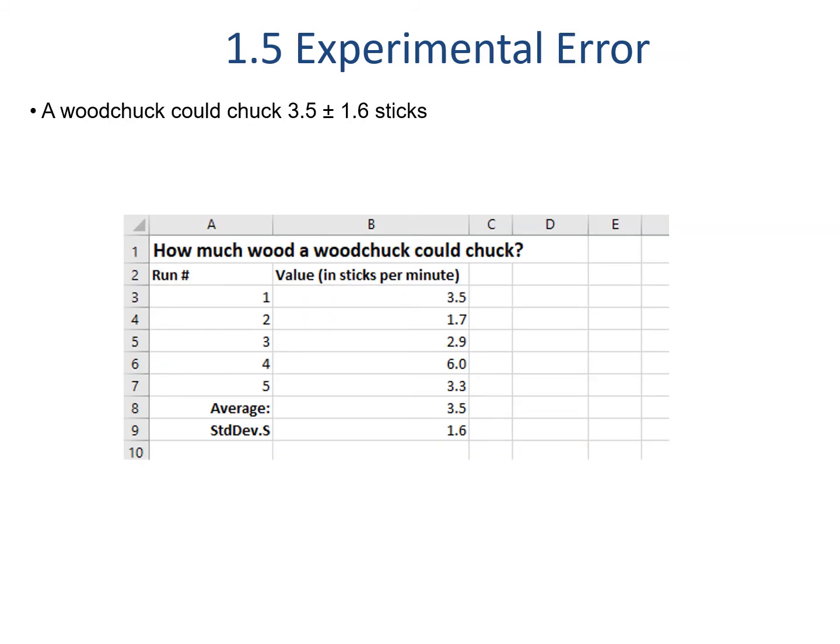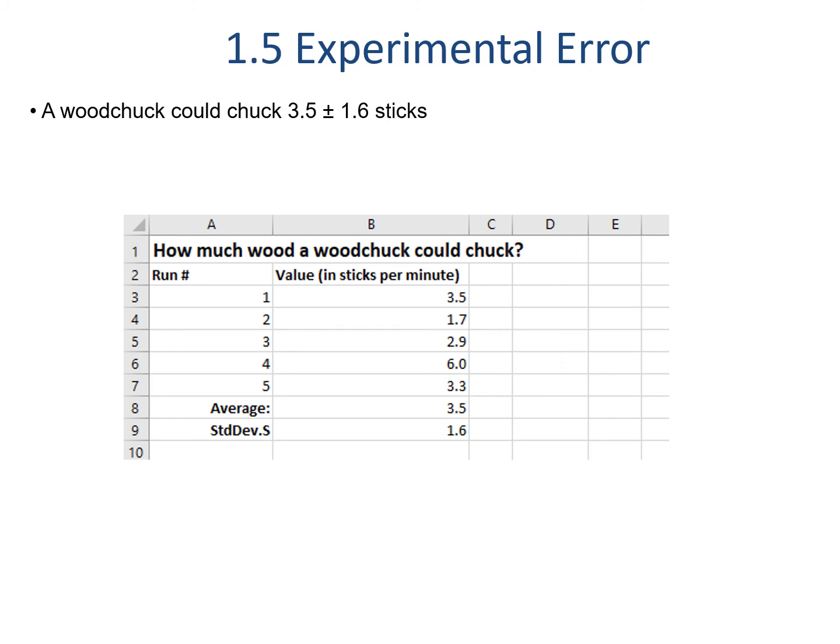So we've been able to establish both the experimental average, 3.5, and the standard deviation, 1.6. We generally report it as an average plus or minus the standard deviation at this level, although we get a little bit more nuanced later. The standard deviation is one of the ways that we can talk about precision.